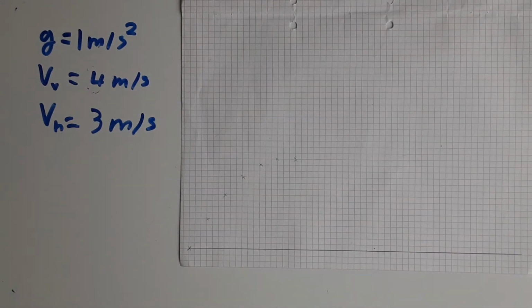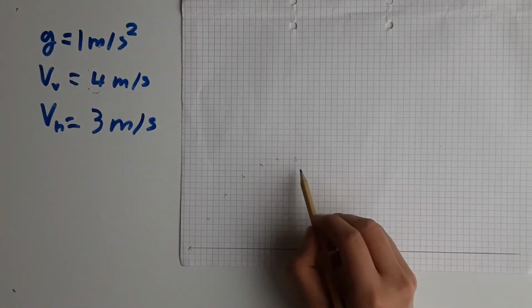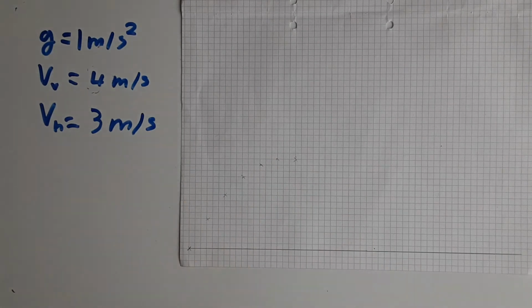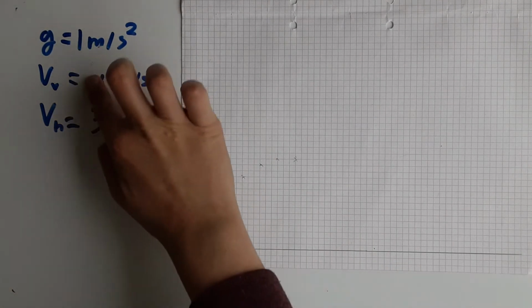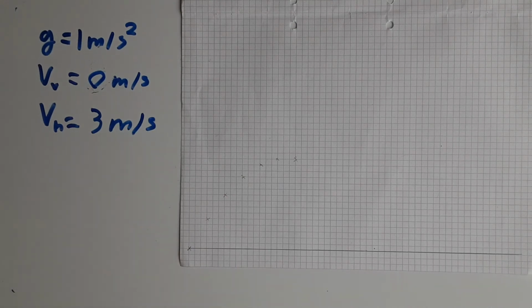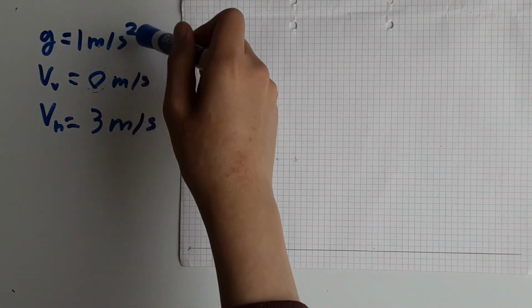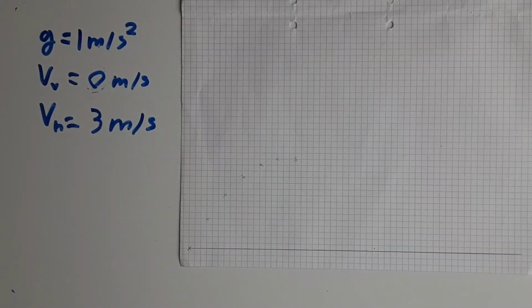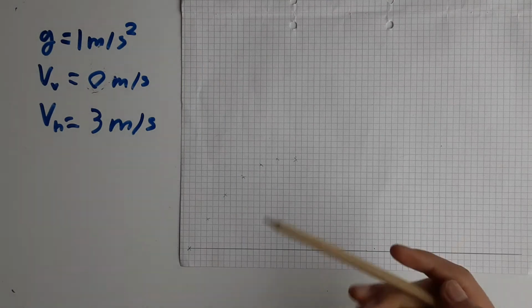Now we have reached apogee. That is the highest point that the object reaches in its suborbital trajectory. So now our vertical velocity is 0. But the acceleration due to gravity is still taken away from it. So 0 minus 1 is negative 1.